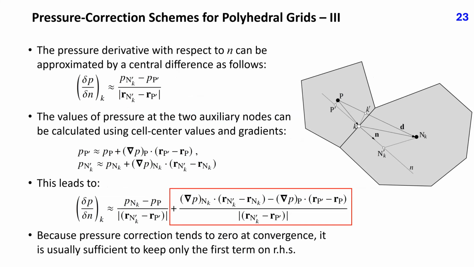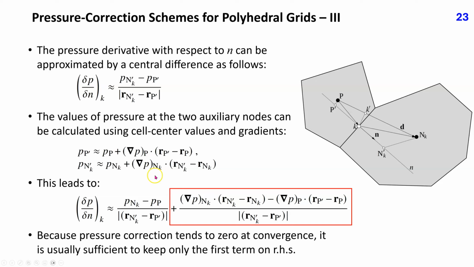The pressure derivative with respect to n can be approximated by a central difference using auxiliary points on the face normal as follows: the value at this point minus the value at this point, divided by the distance. The values of pressure at the two auxiliary nodes can be calculated using cell center values and gradients, as given by these expressions. This leads to the following expression for the pressure derivative with respect to n.